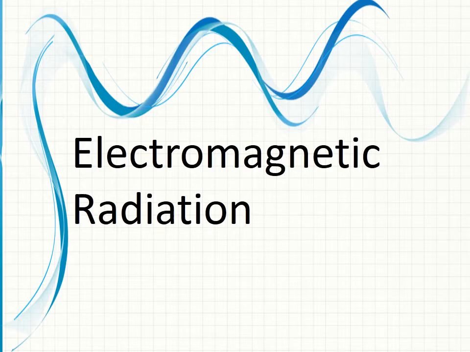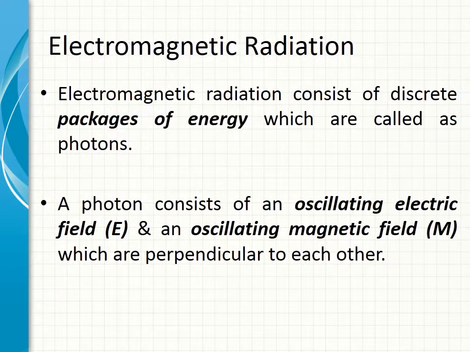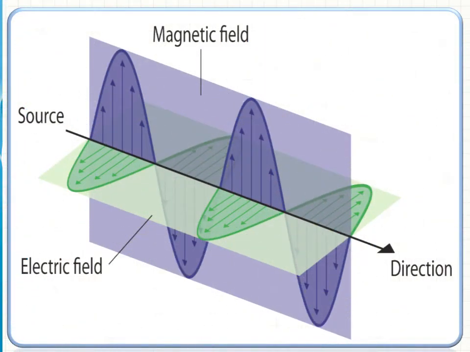So now we are going to take a look at some basic information here. The electromagnetic radiation is made up of photons, and the photons have two vectors. It has a magnetic field vector and an electric field vector. Diagrammatically, it is represented here.